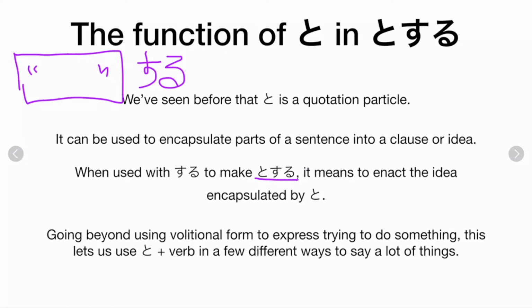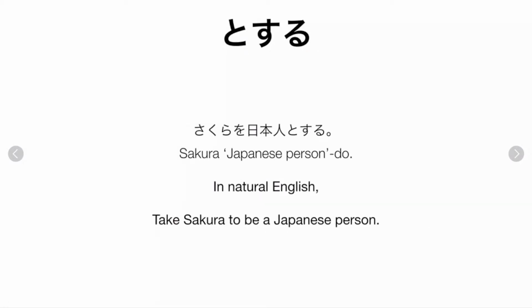So this idea of using to like this to put things in a box, this goes beyond the volitional form like this to say tabeyo to suru kind of things. We use this a lot, and I'll give you an example. So you can just use to suru without a volitional form, right? Sakura o nihonjin to suru. Let's look at this. Sakura o, sakura is the object. Nihonjin is Japanese person. To suru. So suru is the verb. Suru, object is sakura. So do this to Sakura.